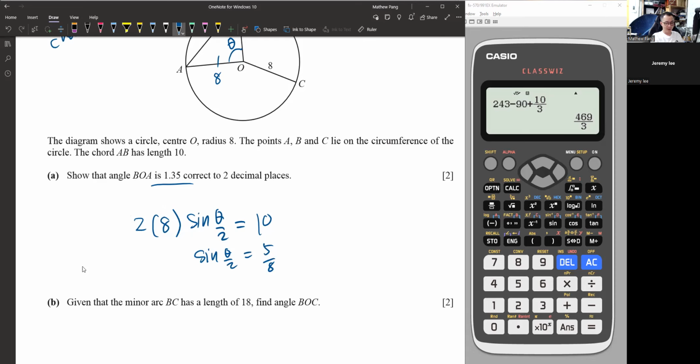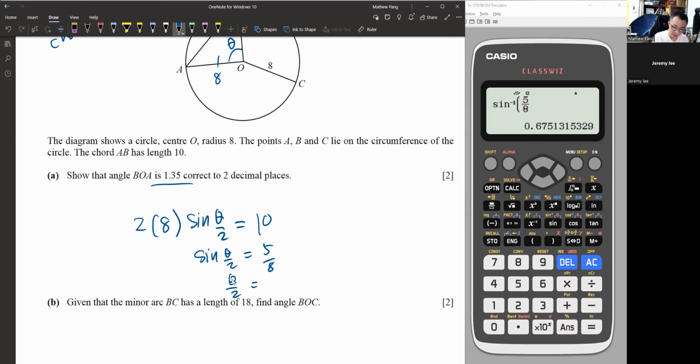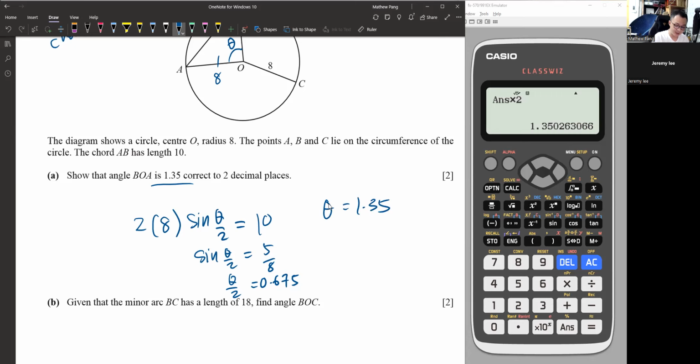All right, then use a calculator. Shift sine of 5 over 8, in radians, right? So I will get theta over 2 equals 0.675. Then I will multiply by 2 because this is theta over 2, and I want theta. So theta is 1.35, shown.